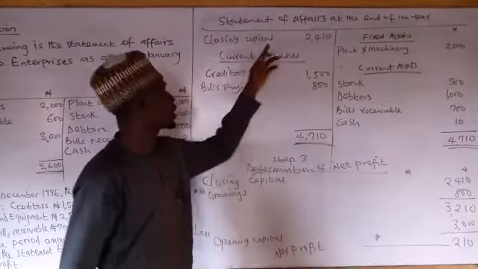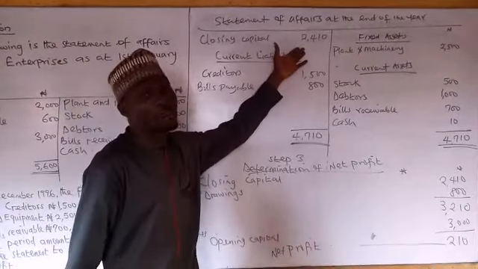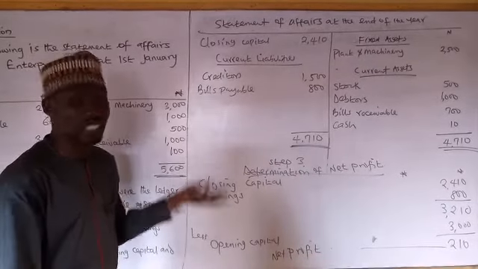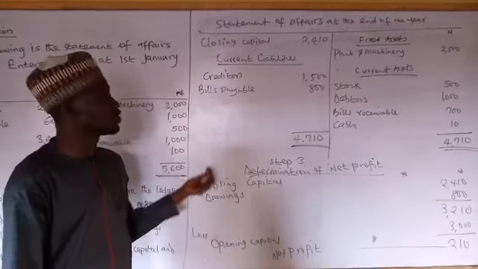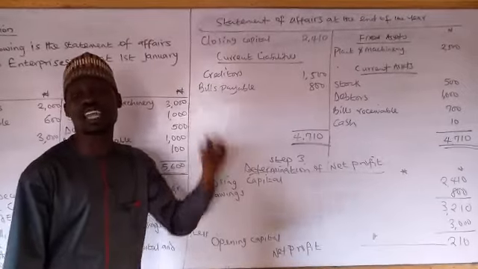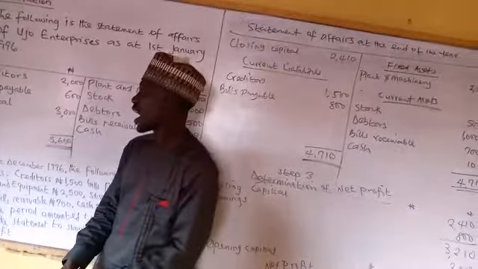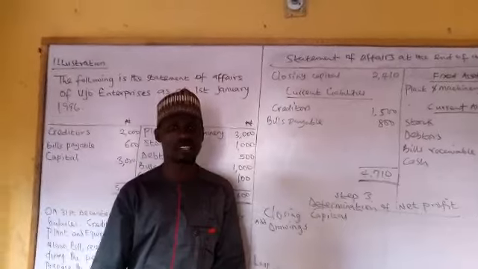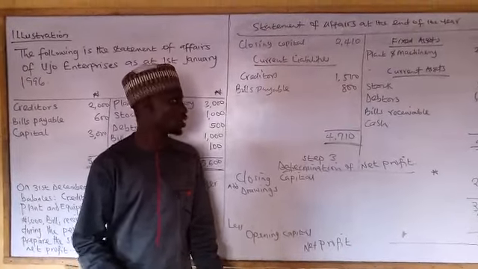Once you know your opening capital and your closing capital, it is expected that the closing capital should be higher than the opening capital, because you have done business. What you started with, you are making some sales, you have incurred some expenses, you have received money. At the end of the day, your closing capital at the end of the year should be greater than your capital at the beginning of the year. If what you had at the beginning of the year is higher than what you had at the end of the year, it means you are making a loss. By this, I believe you understand what this means.